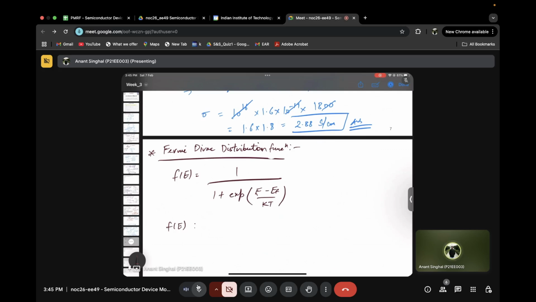So what does this Fe actually calculate? Yes, Fe is a Fermi function, but what are we trying to find using this? That is the question.